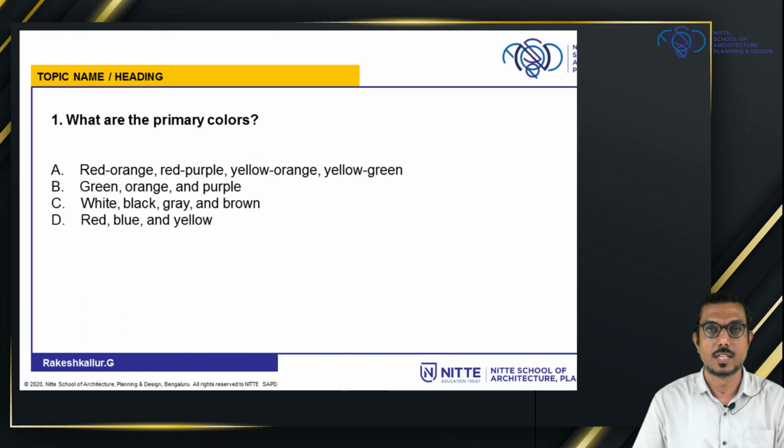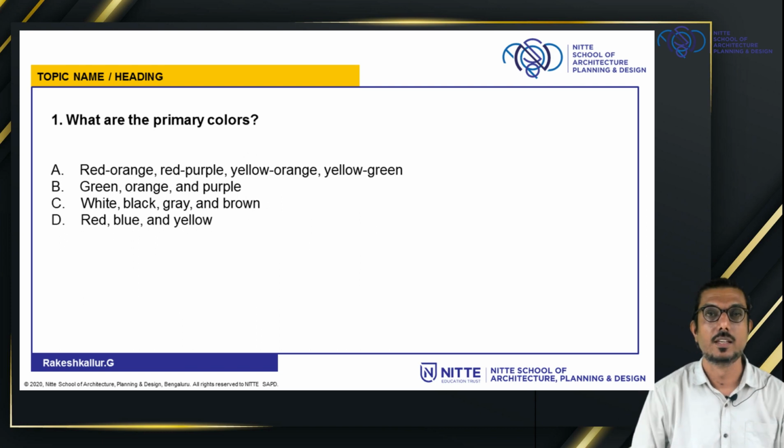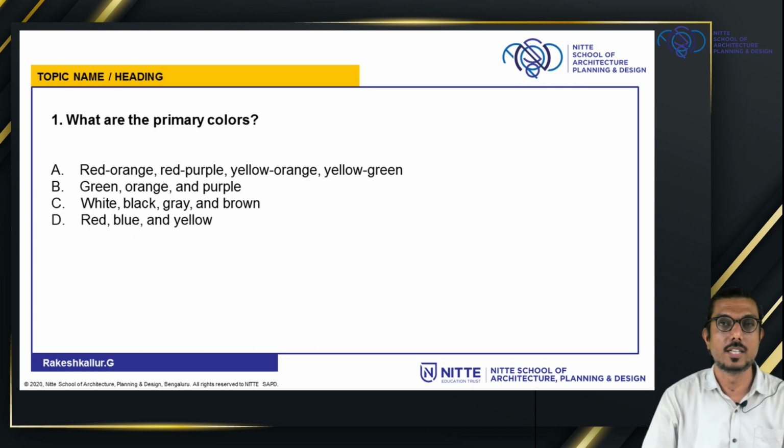What are the primary colors? A. Red orange, red purple, yellow orange, yellow green, blue green. B. Green, orange and purple. C. White, black, grey and brown. D. Red, blue and yellow. The answer is D. Red, blue and yellow.